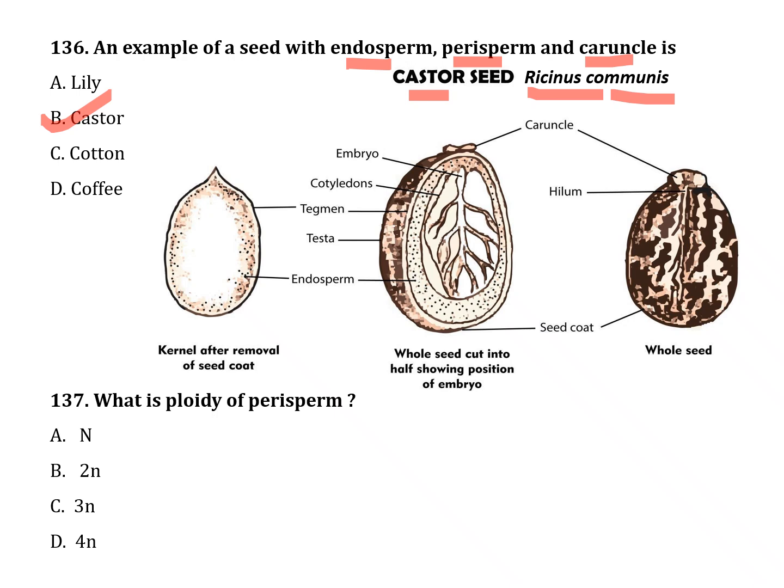The next question, number 137. What is the ploidy of perisperm? Option A haploid, option B diploid, option C triploid, option D tetraploid. Correct answer is option B diploid.